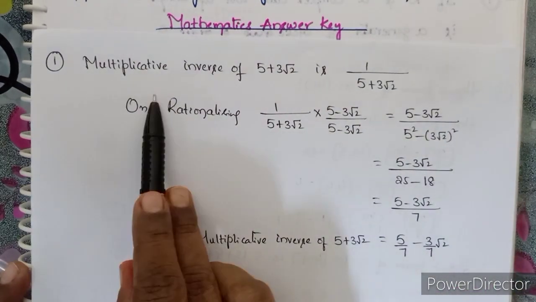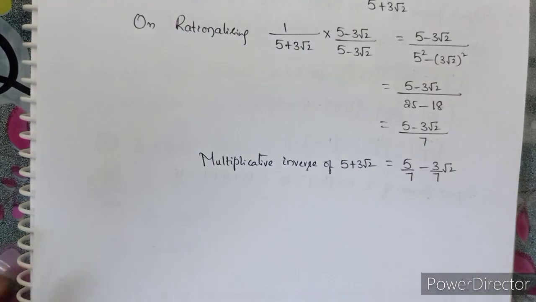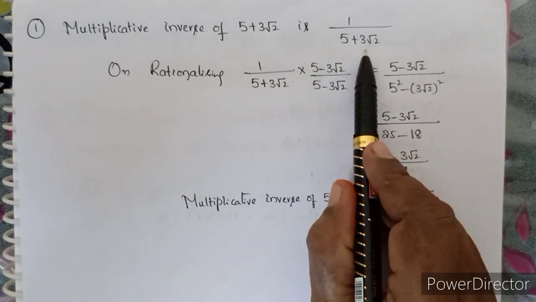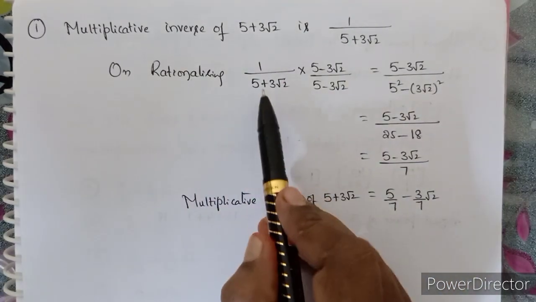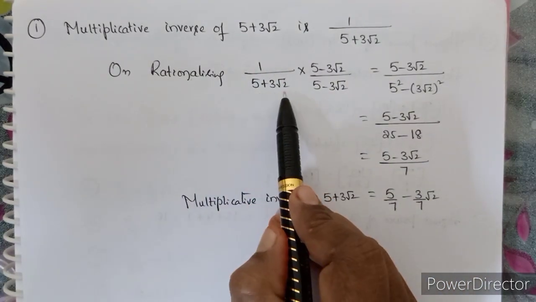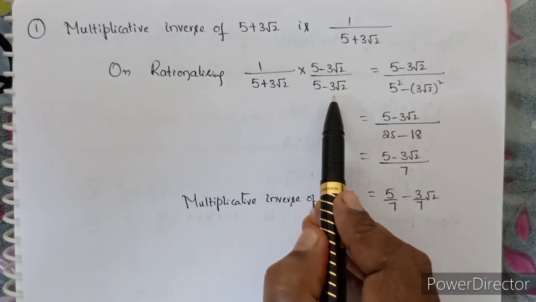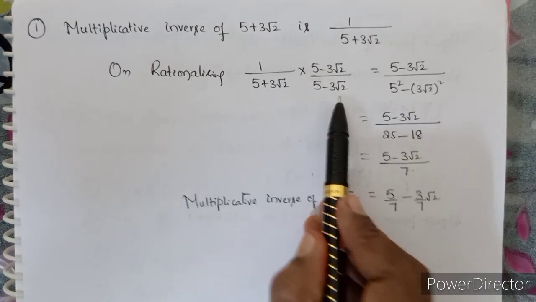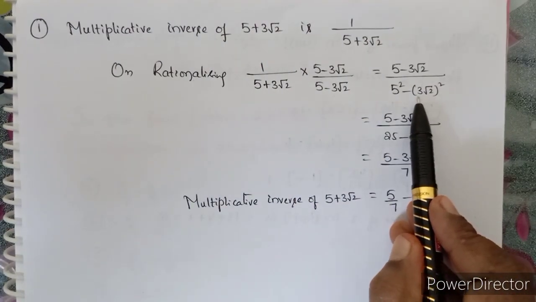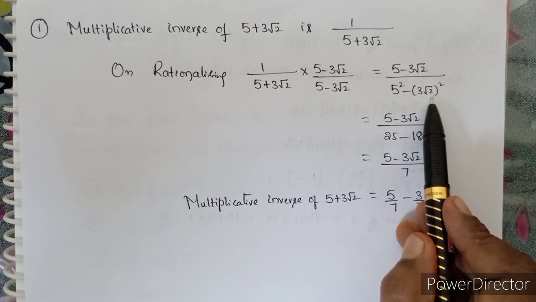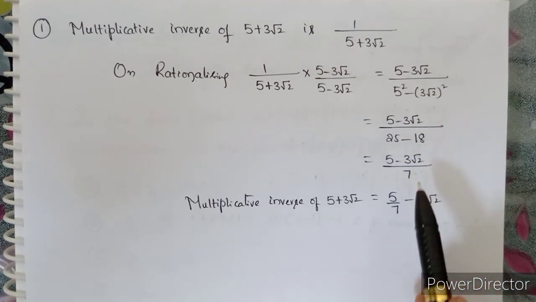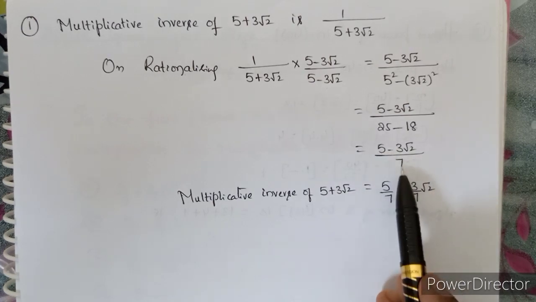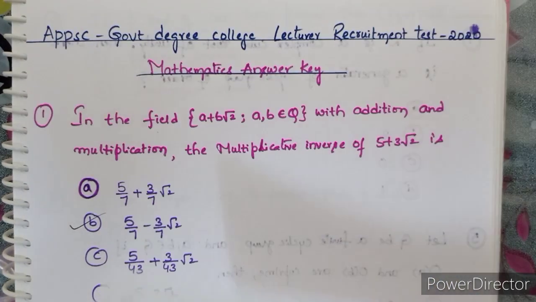The multiplicative inverse of 5 + 3√2 is 1/(5 + 3√2). On rationalizing the denominator, multiply by (5 − 3√2)/(5 − 3√2). Since (a + b)(a − b) gives a² − b², we get 3² = 9, (√2)² = 2, 9 times 2 is 18, and 25 − 18 is 7. Therefore the multiplicative inverse of 5 + 3√2 is 5/7 − (3/7)√2. Option B is correct.